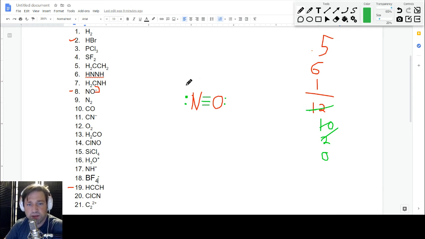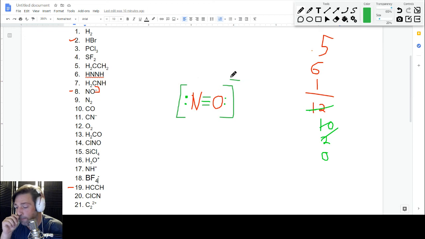Now there's one more thing that I don't know if I mentioned in that video when dealing with ions. When dealing with ions, the appropriate thing to do is add a bracket around them and then add that negative charge, just to let people know when they look at this Lewis structure that this thing in the brackets is actually negatively charged. It's a negatively charged ion. Okay? So that's what's going on there. That's how you go about doing that. Okay.